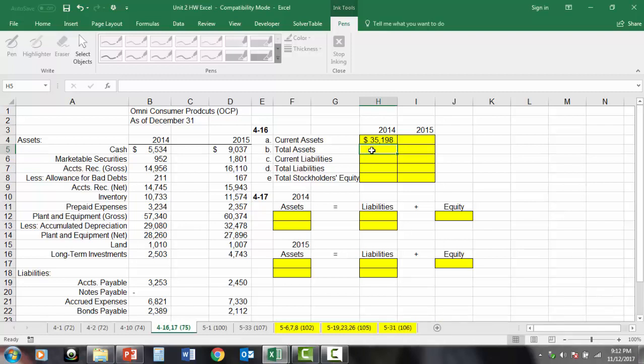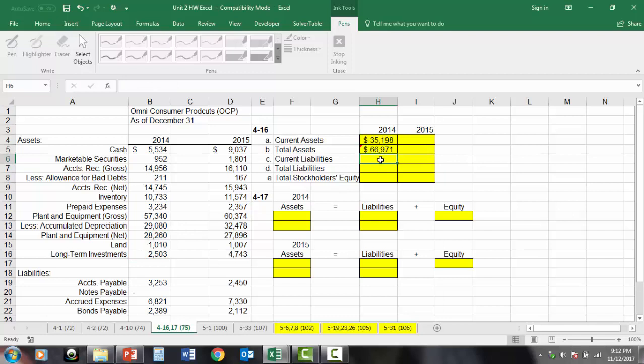Total assets. Well, that's current assets, so we can take that sum we already constructed and then add all of our remaining assets. So let's do this as add the sum of everything else. So I'm going to do net plant and equipment, land, and long-term investments. Notice I'm going to do that as a range, so I can just drag that into the sum function. So there's my total assets.